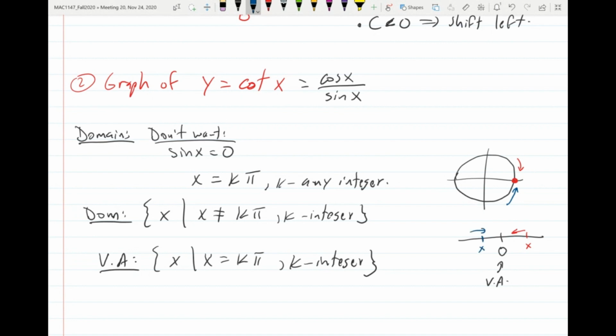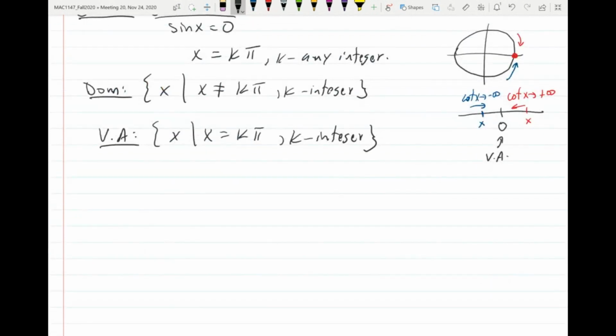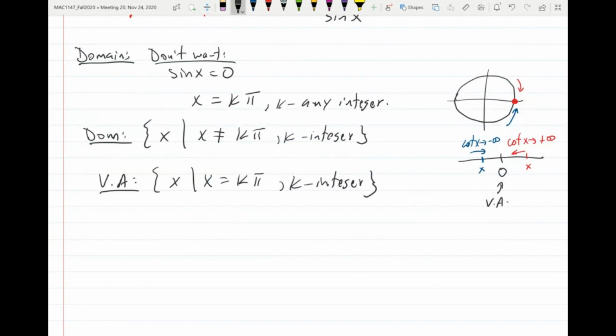Here we just need to analyze the sign of cotangent. In quadrant 1, everybody's positive. So when you approach 0 from the right, that's quadrant 1. So that means cotangent of x is going to approach positive infinity. And when you approach 0 from the left, then that's quadrant 4, and cotangent is negative in quadrant 4. So cotangent is going to approach negative infinity. Okay. All right. And then the intercepts.